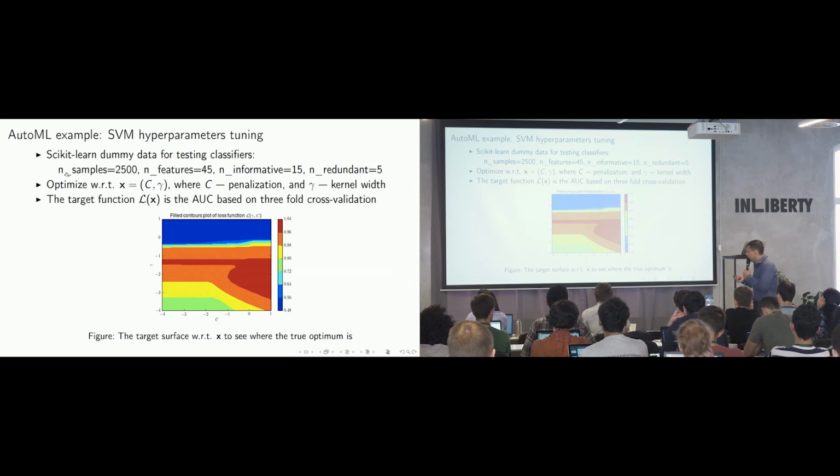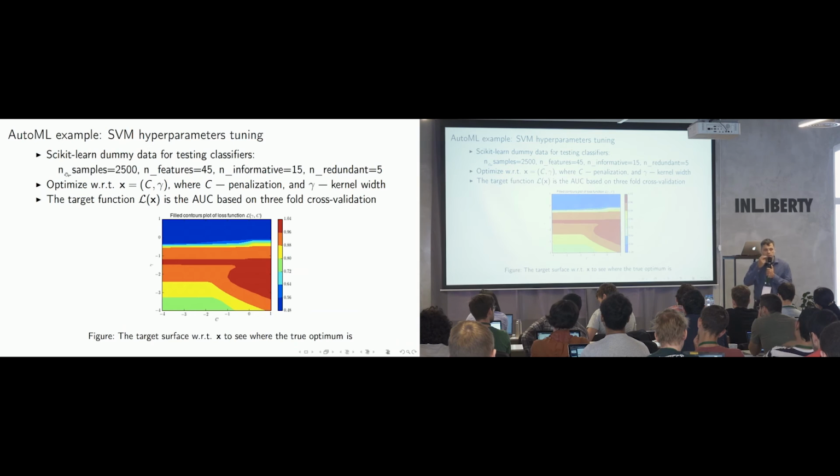And so this is how accuracy on the ROC curve depends on this hyperparameter. I just pre-computed the dependence of accuracy on x for all possible values of x. And we see that the real optimum is located somewhere here. This is the first parameter C, and this is the second parameter gamma.